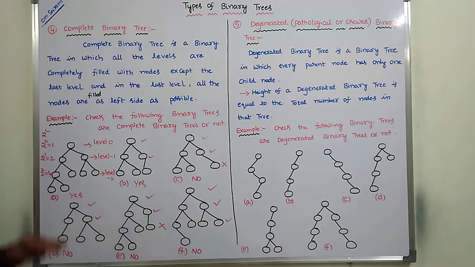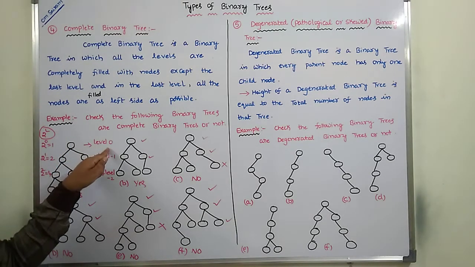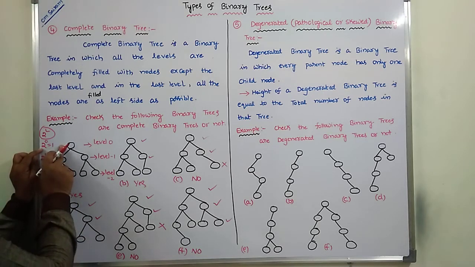Okay, so except the last level, all the levels are completely filled with nodes, by using this formula 2 power L. In the 0th level, how many nodes are there? 2 power 0, that is one node. So in the 0th level, one node is there.